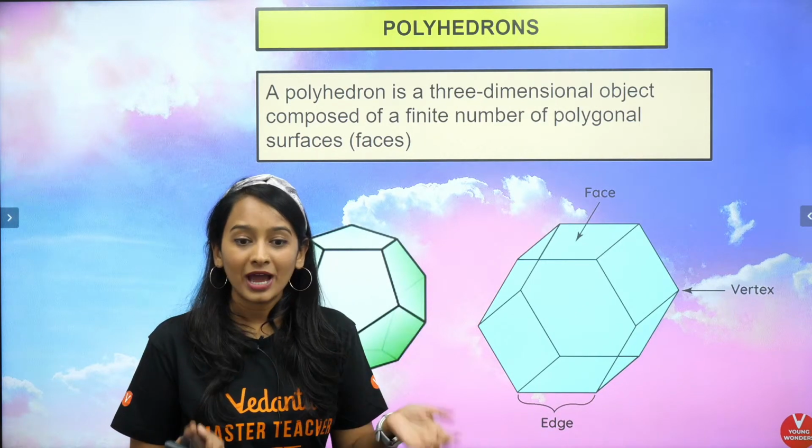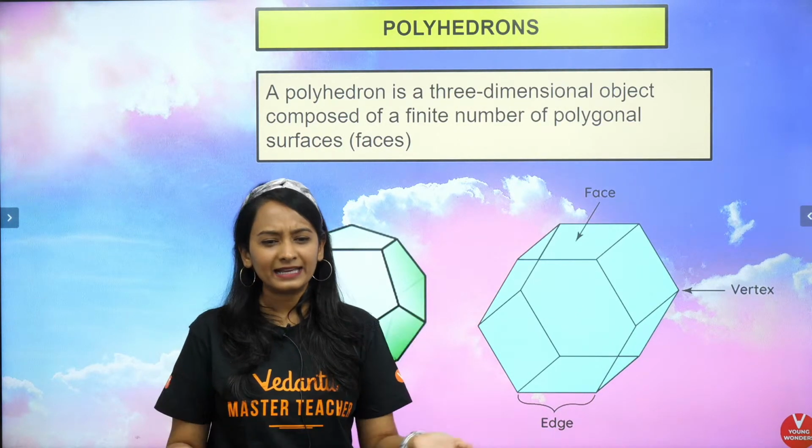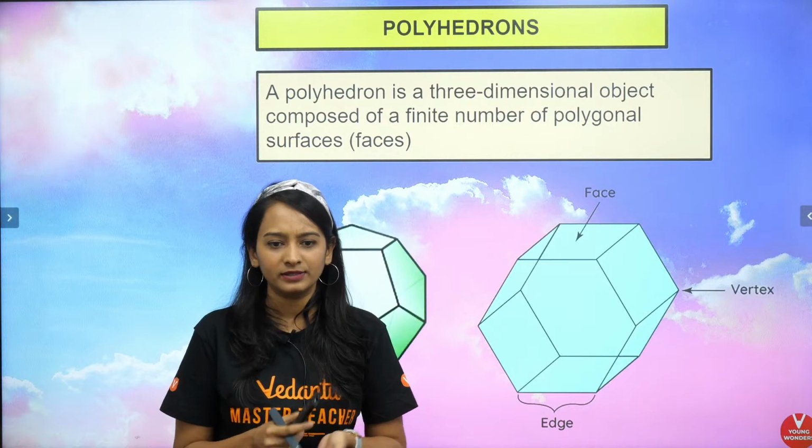Okay. So triangle, quadrilateral, pentagon, hexagon, all of these are the examples, right?